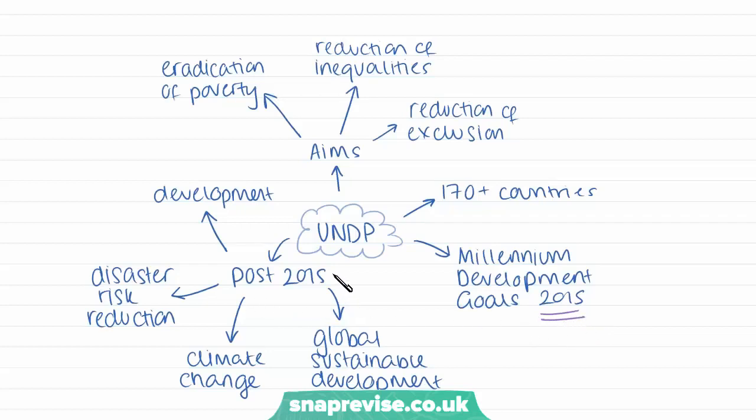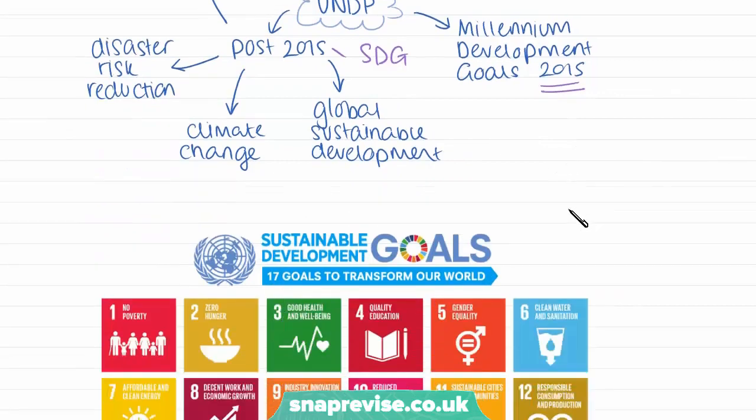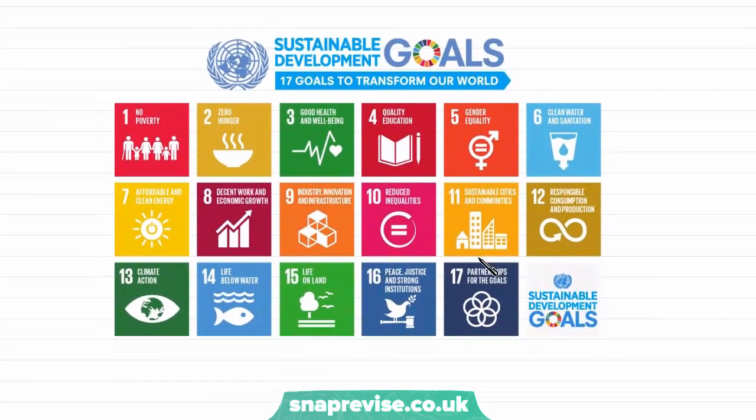So post-2015, there was the development of the Sustainable Development Goals, which are still being formed, and there are 17 of these goals, and they relate to development, disaster risk reduction, climate change, and global sustainable development. So these are the goals for the next 15 years from 2015 to 2030. So I'm going to look at these a bit now to give you an idea of what these sorts of goals are. So here are the 17 Sustainable Development Goals.